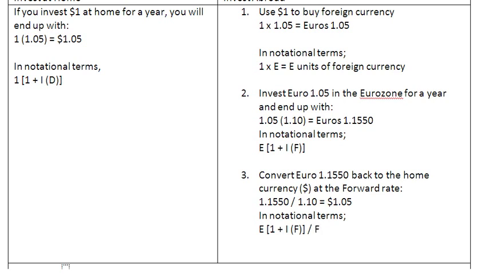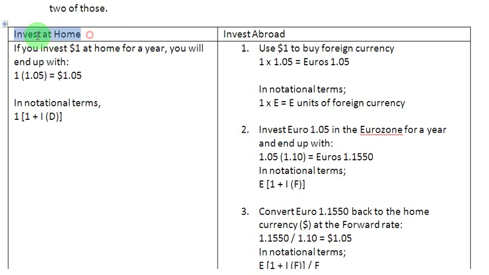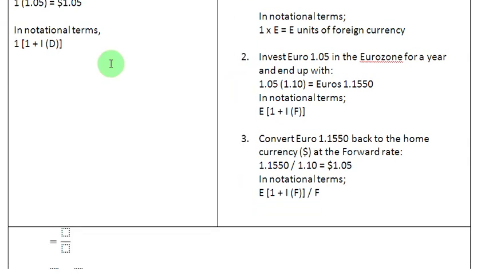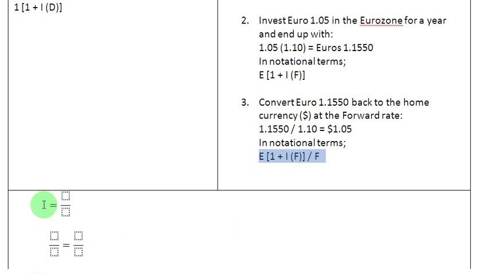What you are going to observe is that if you invest at home, you earn $1.05 by the end of the first year, and if you take your money abroad, that is to the Eurozone, you still earn $1.05 at the end of 1 year. So that means that these two alternatives, that is investing at home and investing abroad, are similar. Since they are same, let us equate these two alternatives, this one here and this one here. Let us write here in the equation format.